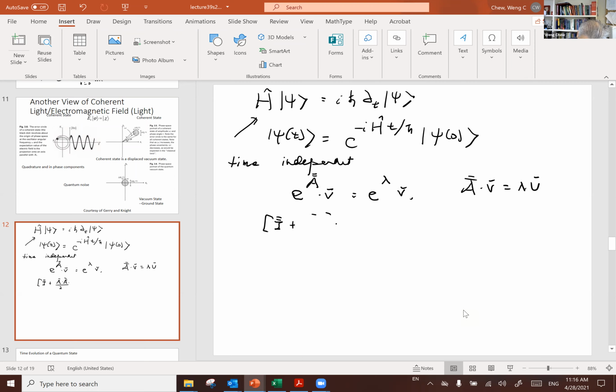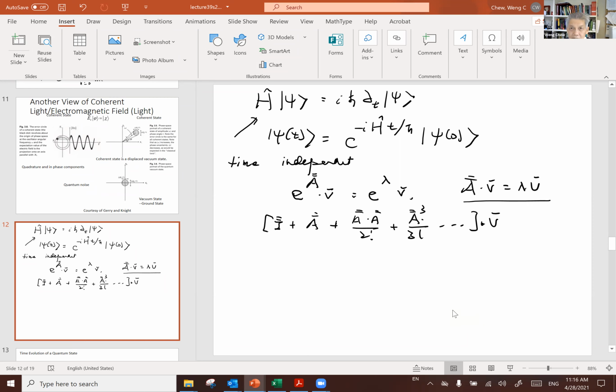Sorry, this first term is just A. The second term is A dot A over 2 factorial. The third term is A cubed over 3 factorial. You can do this, and if it operates on a vector that is an eigenvector of A, then this thing simplifies. It will simplify to something like this, okay?